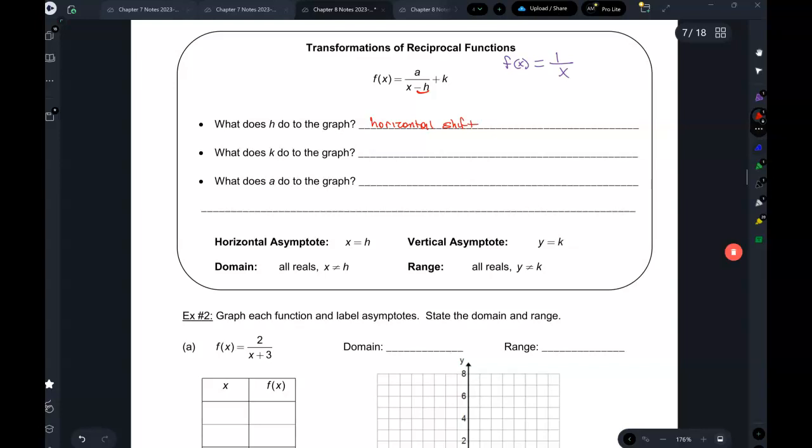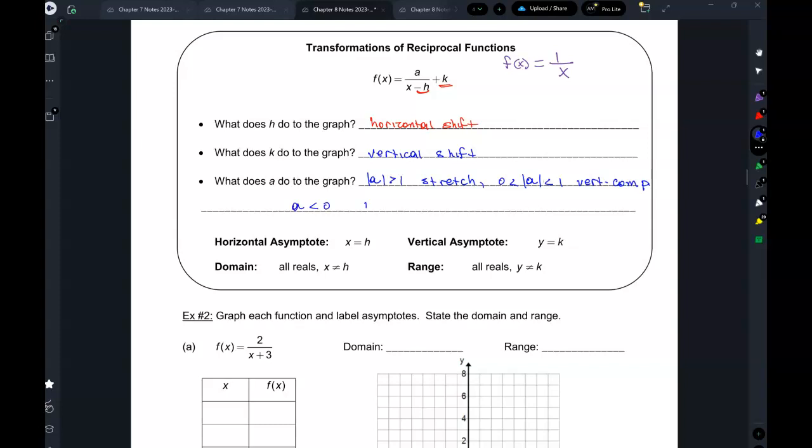Okay, what about the plus k? Vertical shift. And so A, what does A do to the graph? If the absolute value of A is greater than 1, it's a stretch, vertical stretch. If the absolute value of A is between 0 and 1, it's a vertical compression. And then if A is less than 0, it's a reflection around the x-axis.